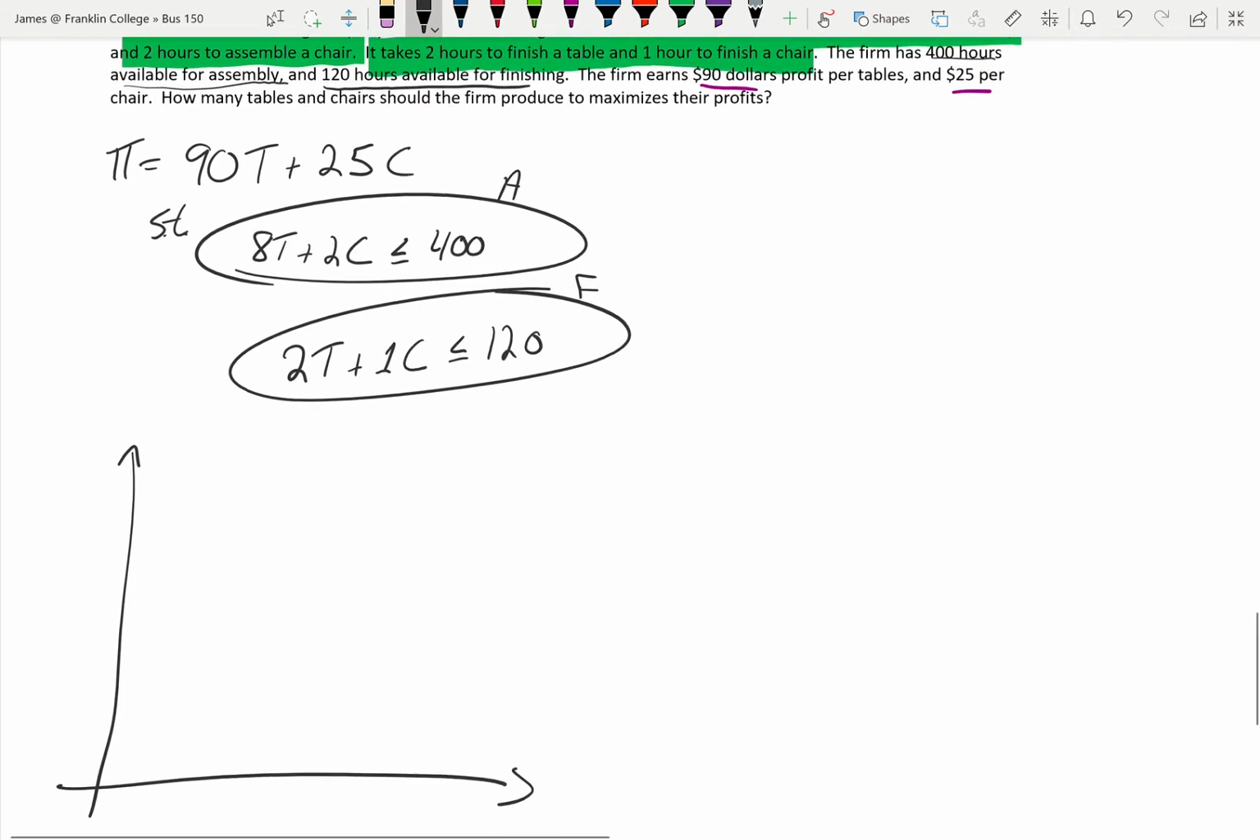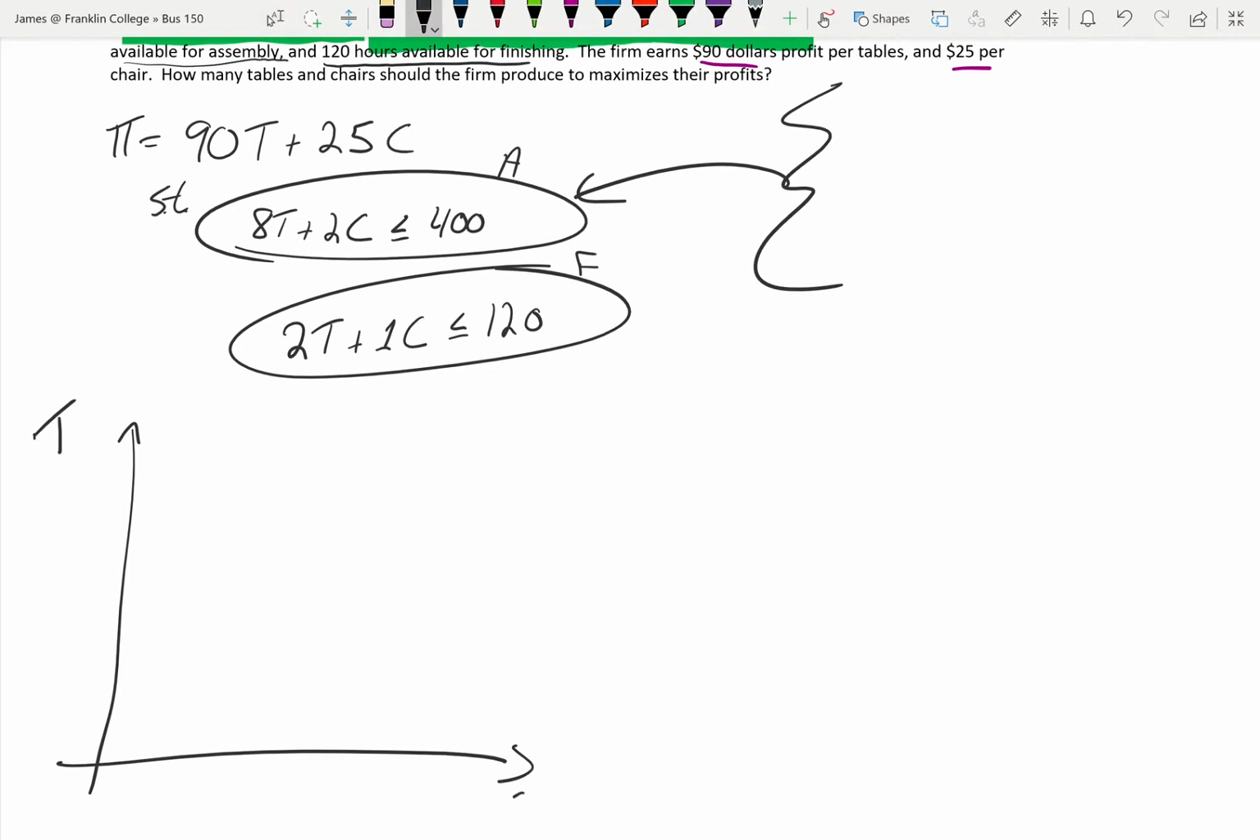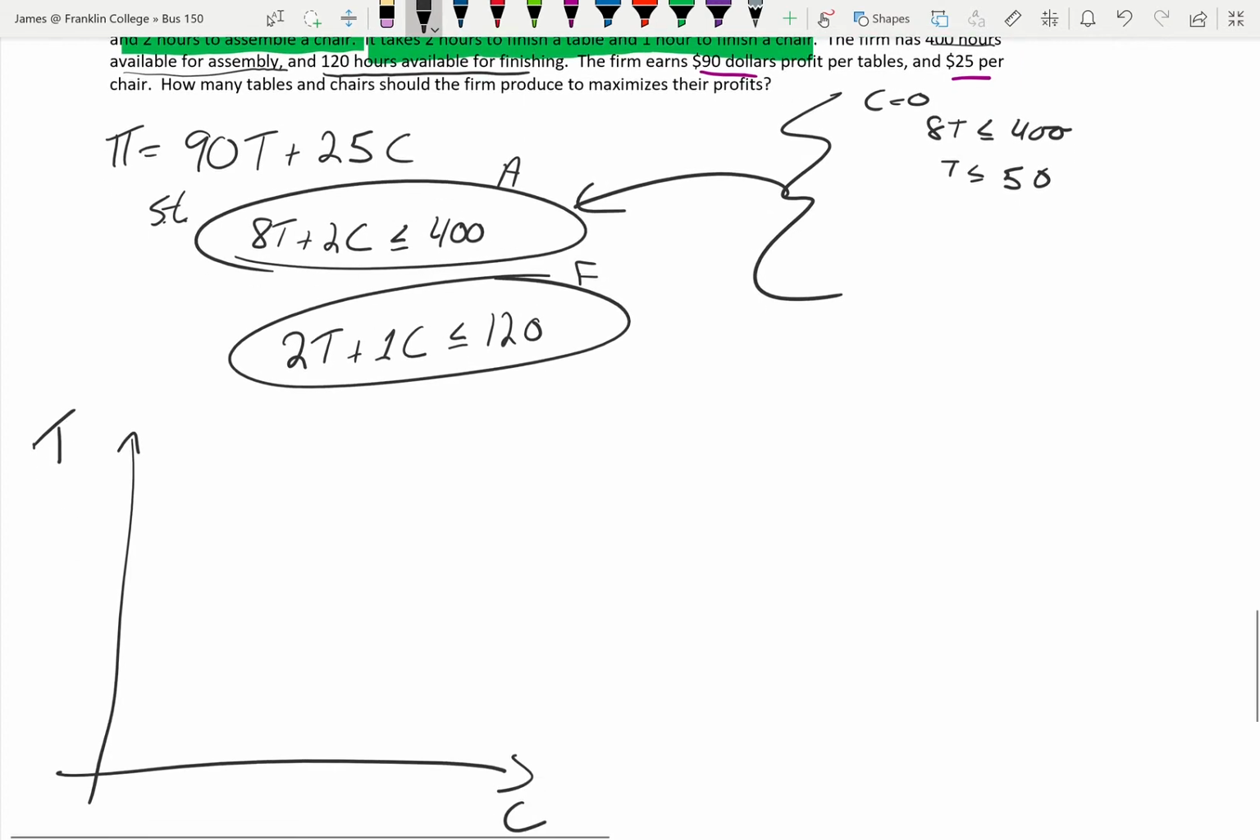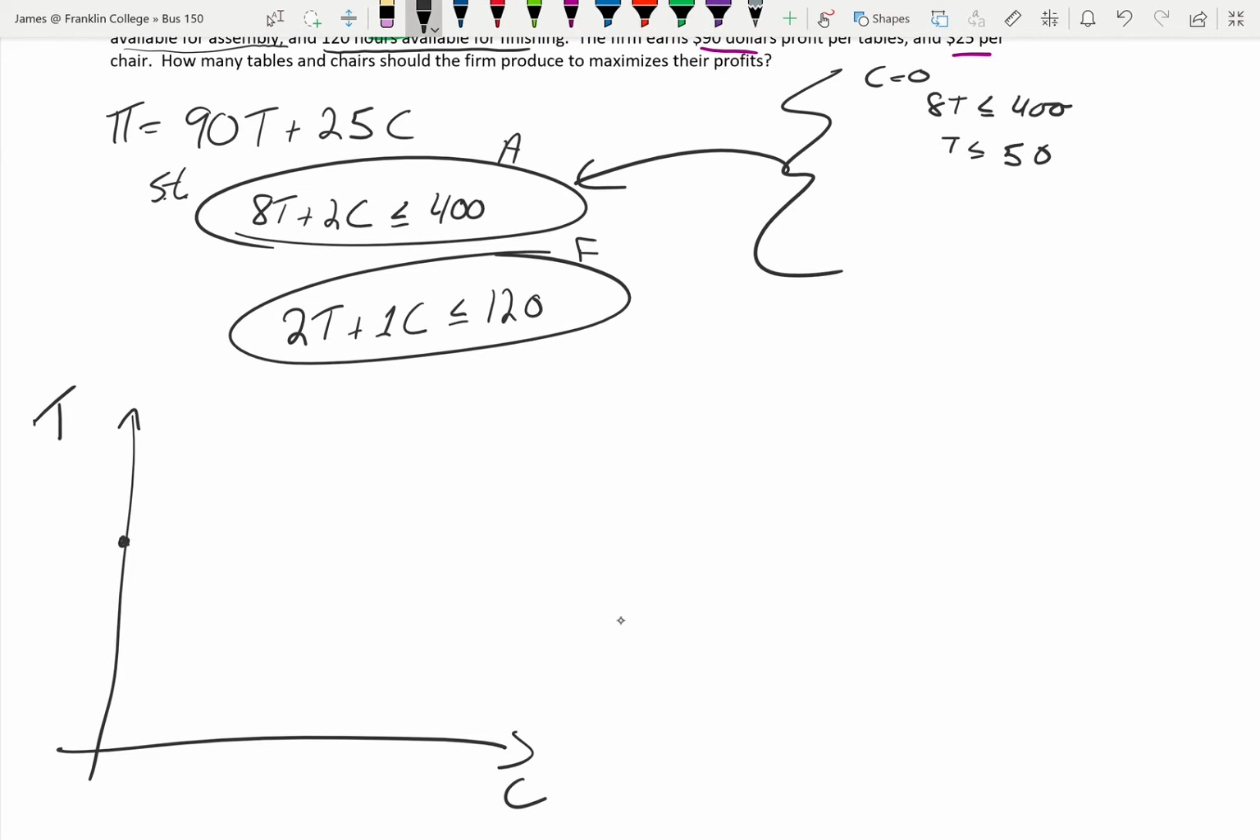Let's deal with this inequality first. So let's have t be our so-called y-axis and c be our so-called x-axis. When c equals 0, we know that 8t has to be less than or equal to 400, or t has to be less than or equal to 50. T has to be less than or equal to 50.